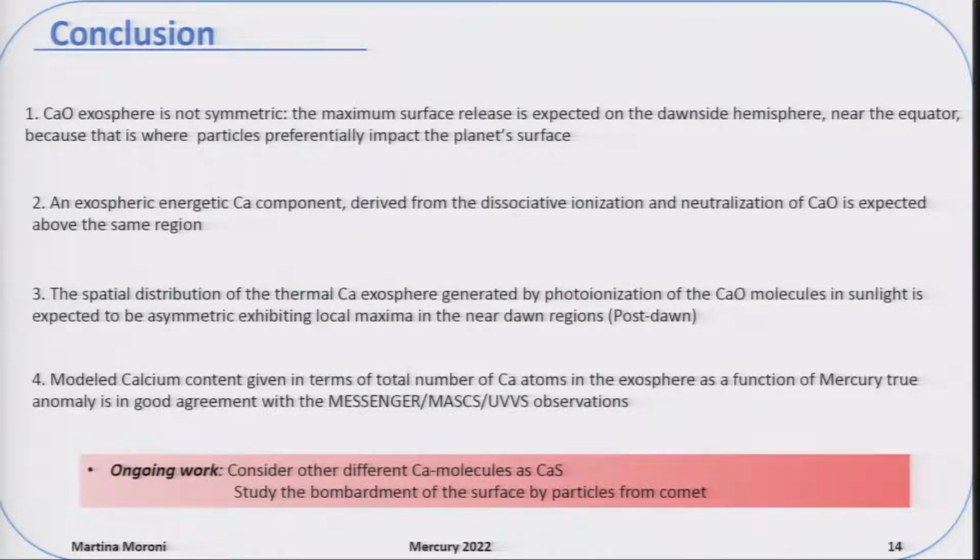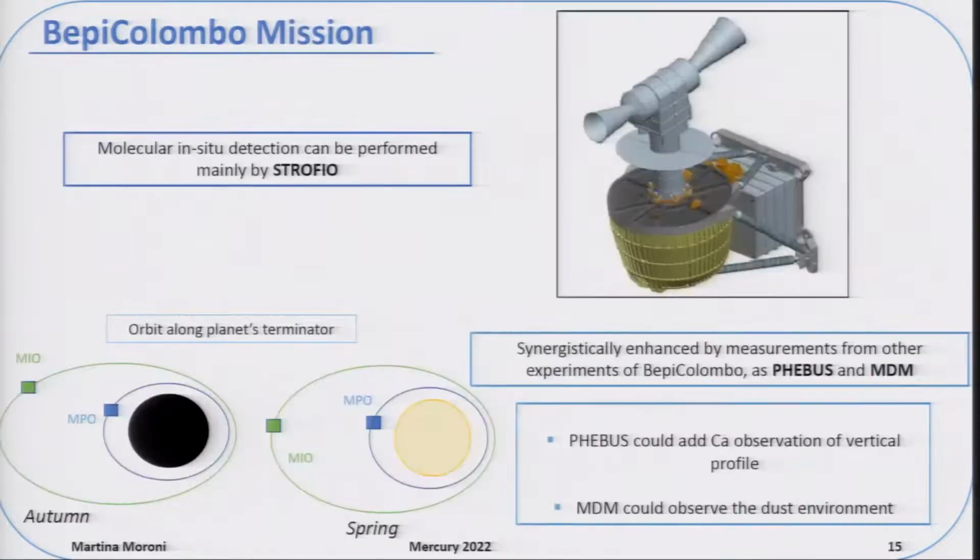Sure, we wanted to consider not only the calcium bonded with the oxygen, but also the other kinds of molecules. And first of all, we wanted to integrate into our model other contributions, such as micrometeorites, for example the contribution from the comet. As the last slide, I want to show very quickly what could be an interesting orbit to observe, or to give more information about the presence of this element in the exosphere.